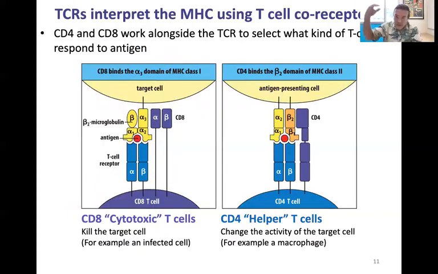How then does a T cell that comes along with a T cell receptor on it actually interpret the fact that this is MHC1 showing the red dot to the T cell versus MHC2? Because remember, that makes a big difference in terms of what the message is about what should happen next. So here you have an example of two populations of T cells. One group of T cells is what we call cytotoxic T cells. The other group is what we call helper T cells.